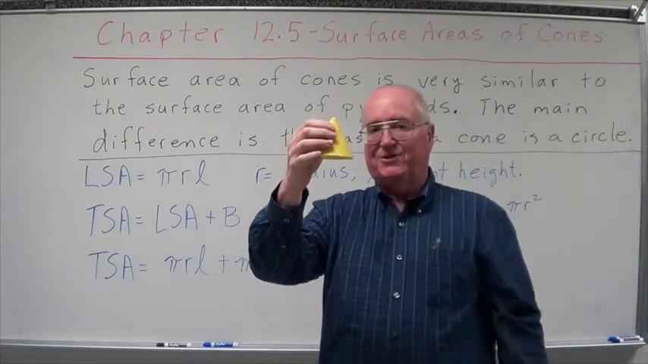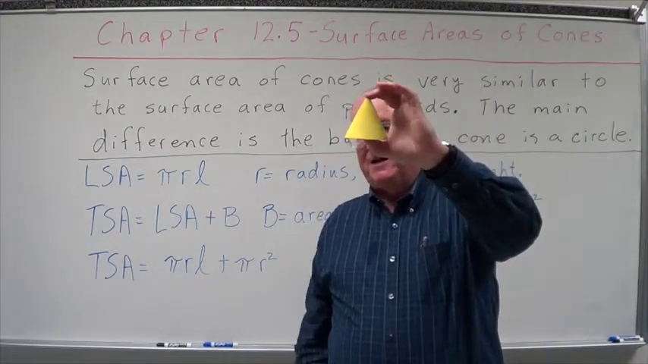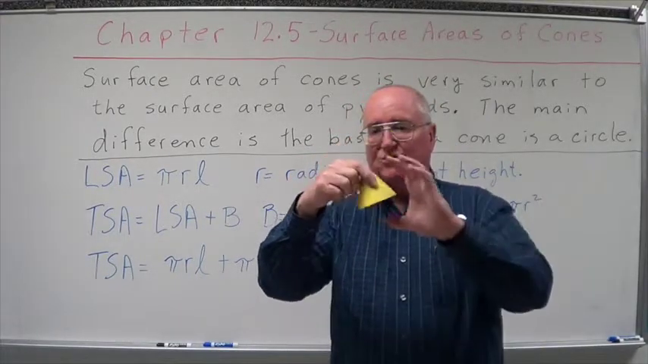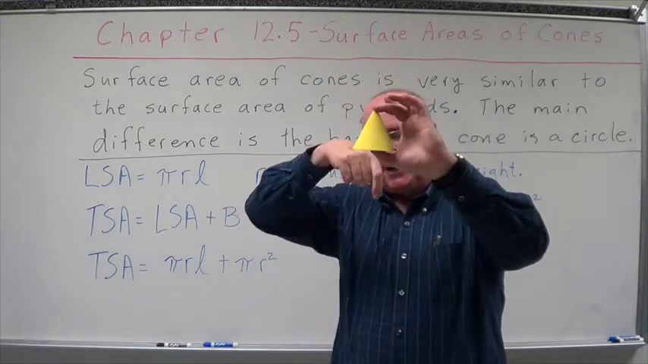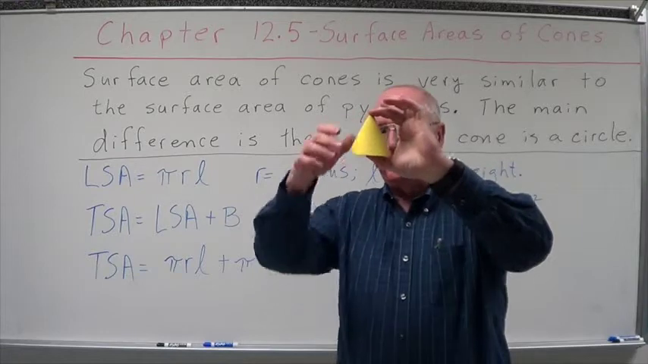Okay? It's not the altitude of the cone. It's not the height of the cone. The height of the cone would be from the center of the base, or the circle, to the vertex perpendicular to that base. That would be the altitude or the height of that cone.